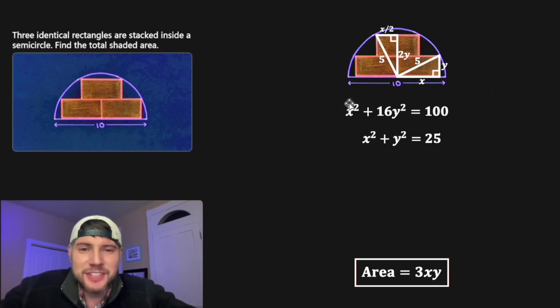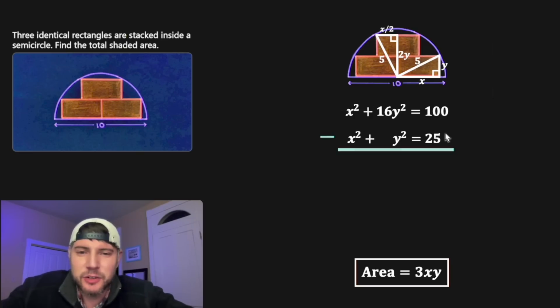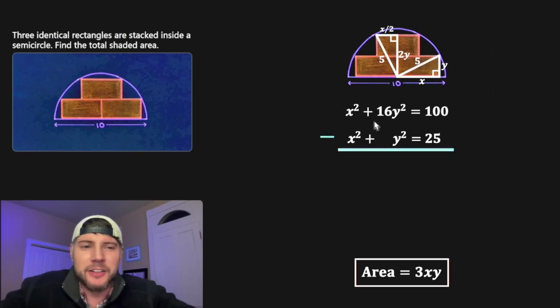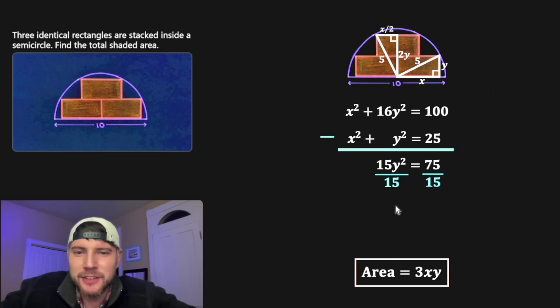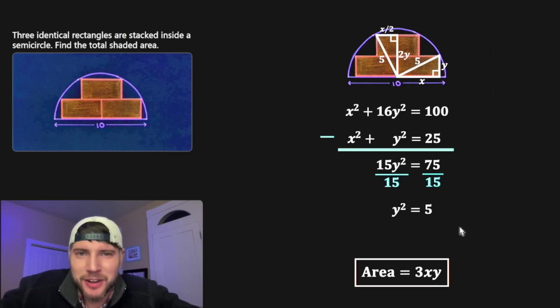So now to solve this system of equations, let's subtract this equation from this equation. On the left-hand side, x squared minus x squared is nothing. And 16y squared minus y squared is 15y squared. And then on the right-hand side, 100 minus 25 is 75. Next, to get this y squared by itself, let's divide both sides by 15. On the left-hand side, the 15s will cancel each other out, so we have y squared. And on the right-hand side, 75 divided by 15 is 5. So we have y squared is equal to 5. From here, we can square root both sides. And that gives us y is equal to the square root of 5.